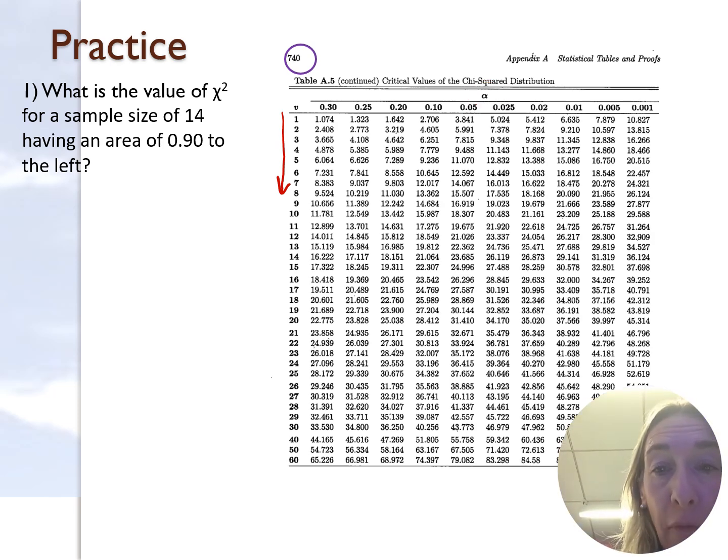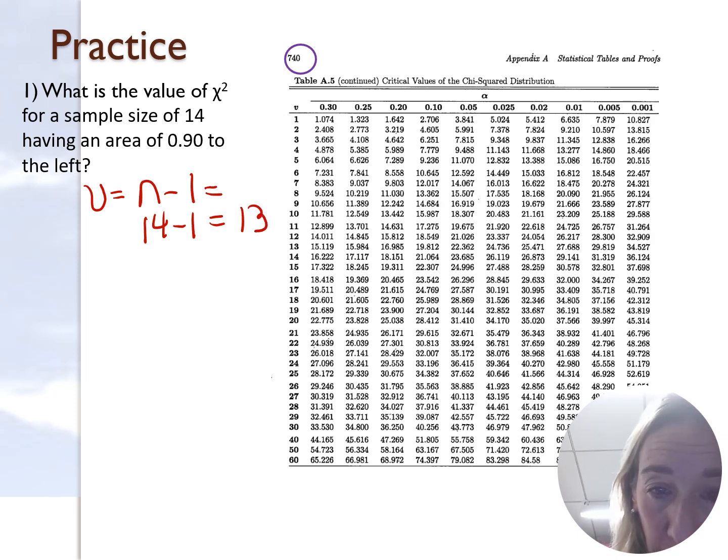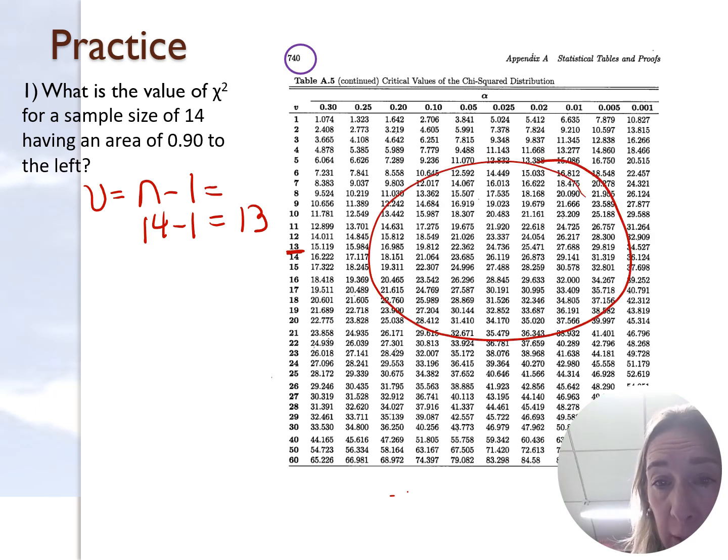So practice problem. What is the value of chi-square for a sample size of 14 having an area of 0.90 to the left? A couple of things. In order to get nu, or degrees of freedom, sample size minus 1. So that's going to be equal to 14 minus 1, or 13. So we're dealing with 13 degrees of freedom, so I'm just going to underline that right there. We're trying to find a value of chi-square, which sits in the middle of the table, having an area of 0.90 to the left.